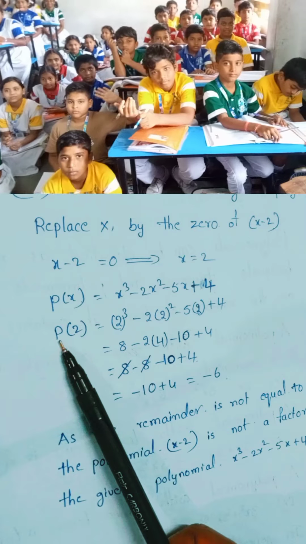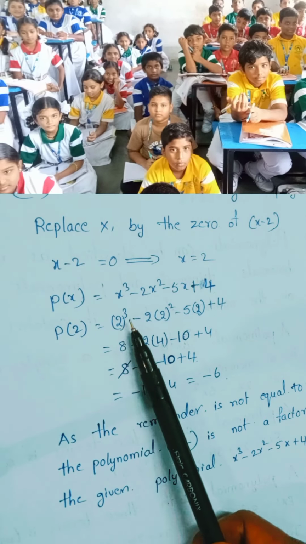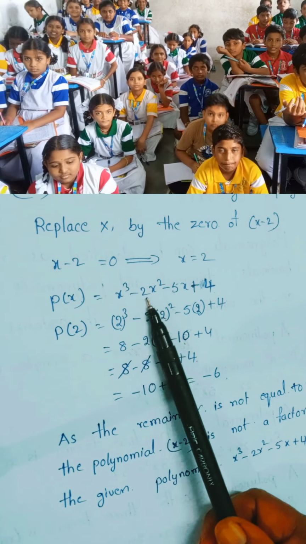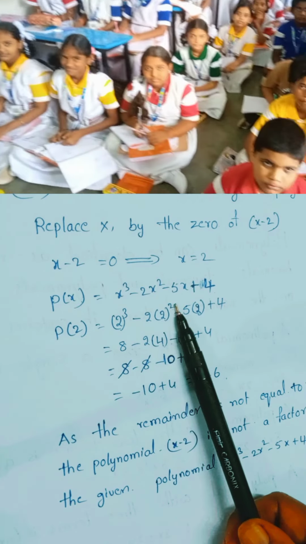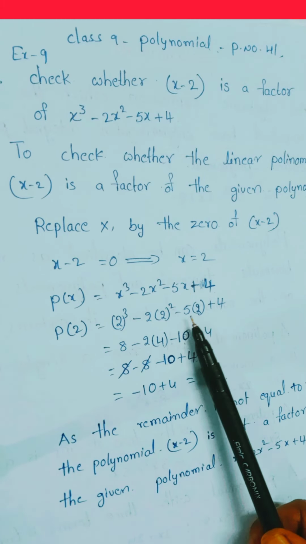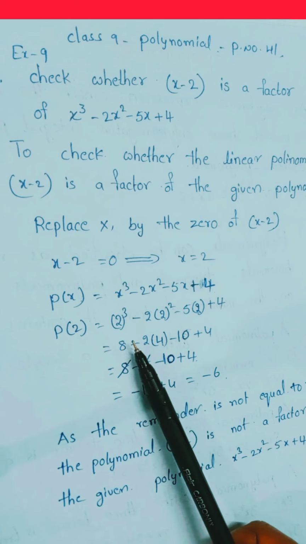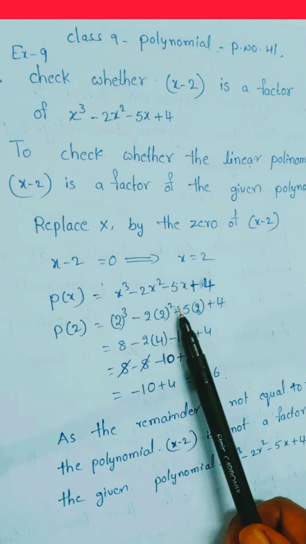P of x becomes P of 2, which is equal to, in x's place write 2. So 2 power 3, that is 2 cube, minus 2 into x square, that is 2 into 2 square, minus 5 into x, which is 2, then 5 into 2, plus 4. 2 power 3 means 2 into 2 into 2. That value is 8, minus 2 into 2 square, which is 4, so 2 into 4, minus 10 plus 4.